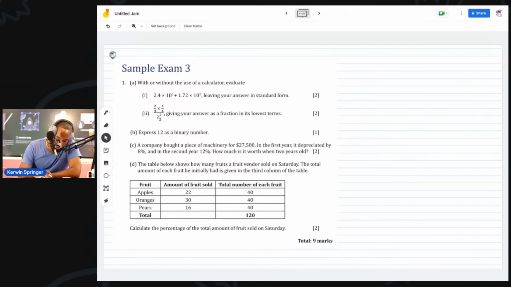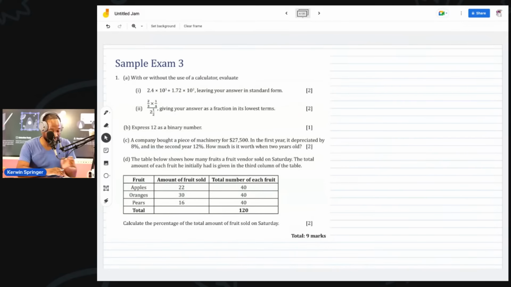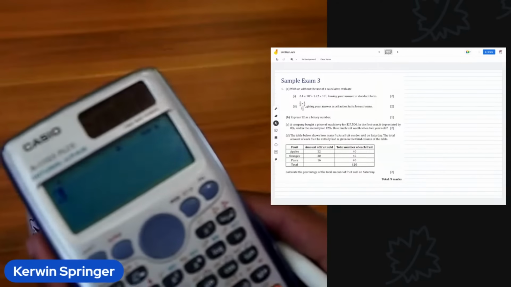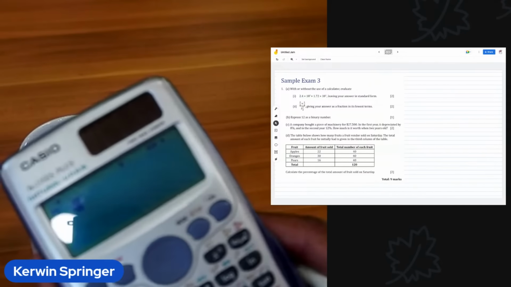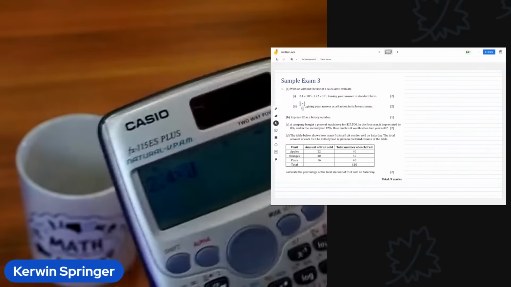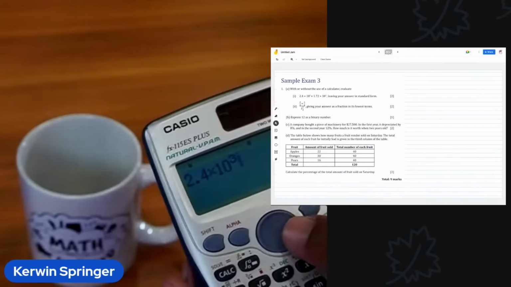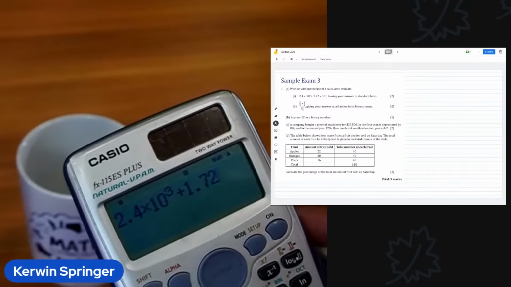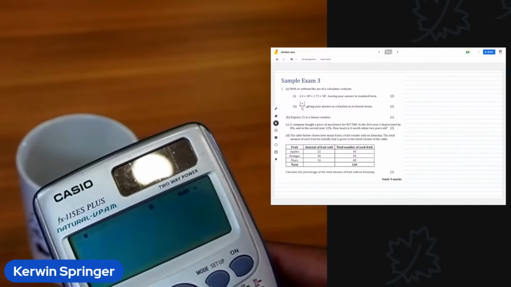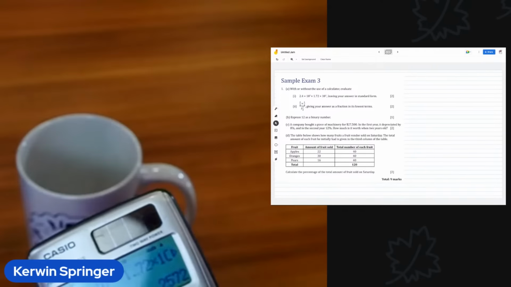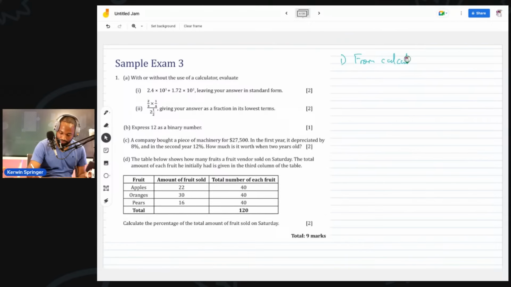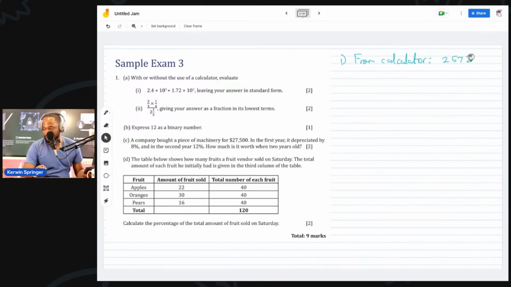So 2.4 multiplied by 10 to the power of 3 plus... I'm feeling too lazy to do that in my mind. 2.4 multiplied by 10 to the power of 3. I'm going to literally write it out. There's a way you can do standard form, but I want to write it out. Plus 1.72 multiplied by 10 squared. Evaluate on the calculator, and from the calculator I am getting 2572, but the answer must be in standard form.